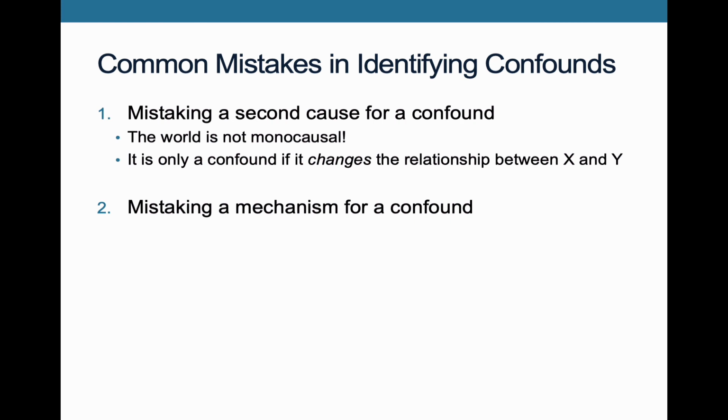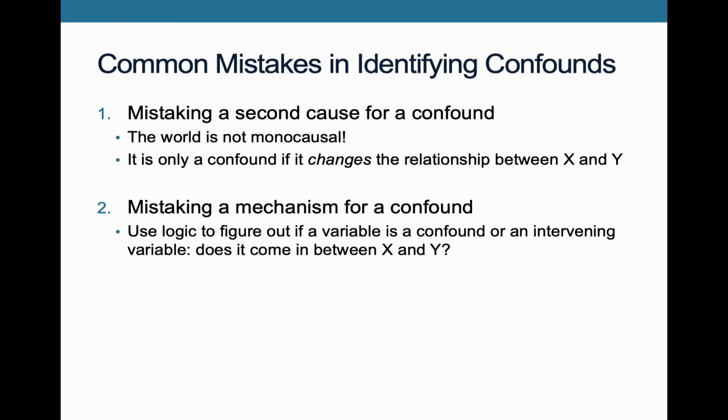So how can you tell if something is a confound or an intervening variable? Honestly, you just have to use logic to figure it out. Think of it this way: did it come in between x and y temporally? Does x cause that factor, and then that factor in turn causes y? And if you can't say that it does, you might consider it to be a confound.